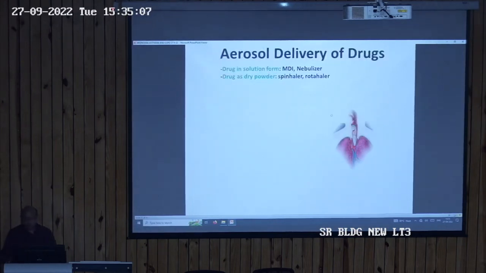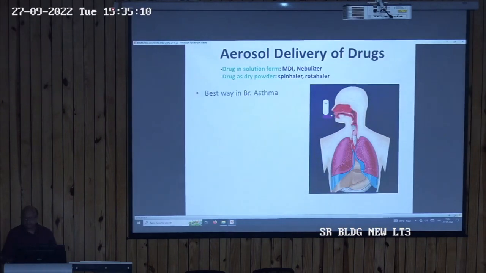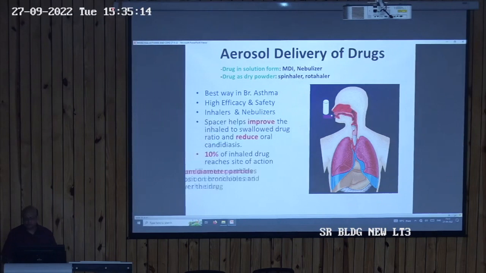So you have aerosol delivery now, that is how do you give the inhalation. See, you have two types of delivery mechanism. One is the solution form and another is the dry powder form. So in the solution form you have metered dose inhalers and the nebulizers. And in the dry powder form you have spinhalers, rotahalers, okay.